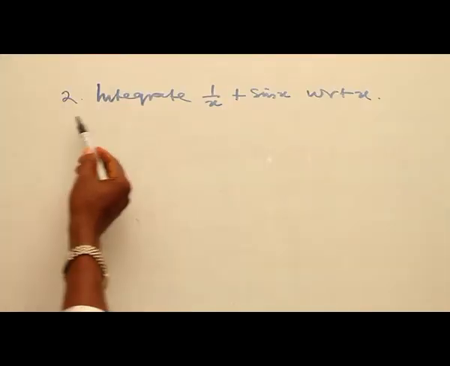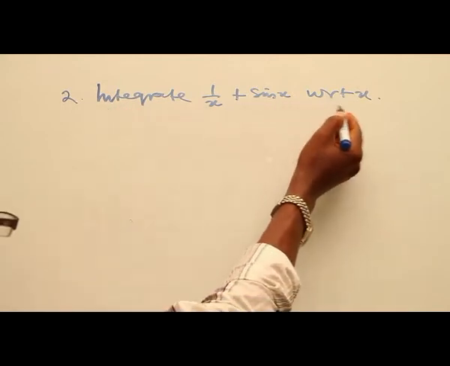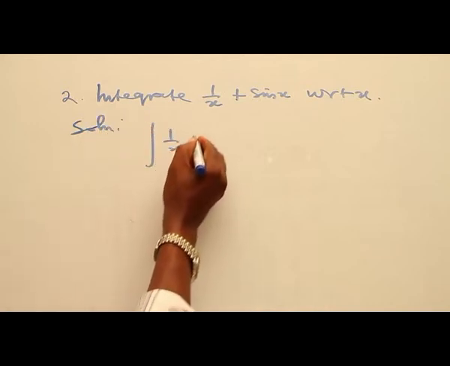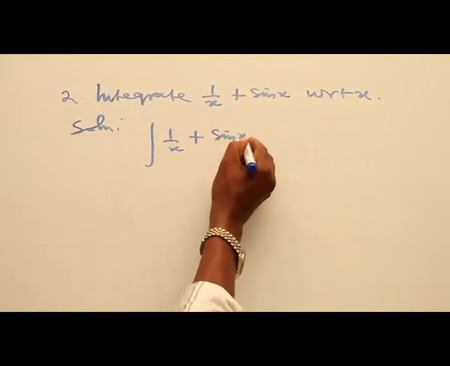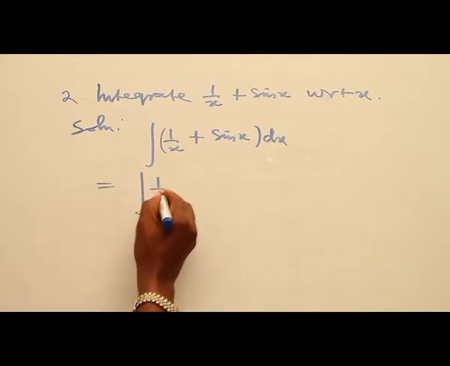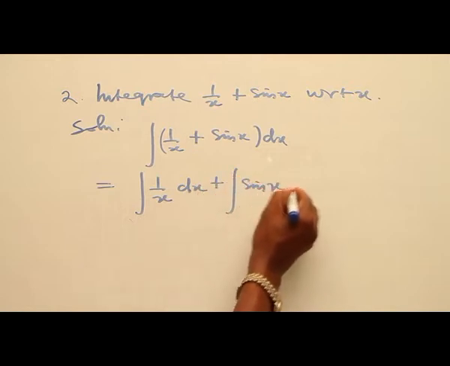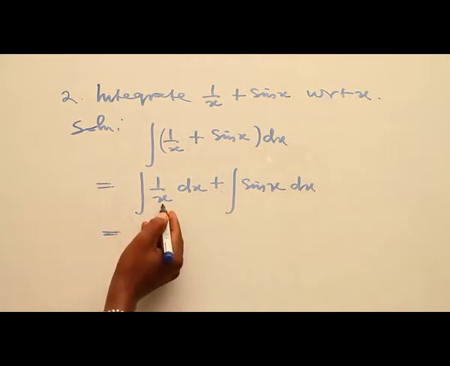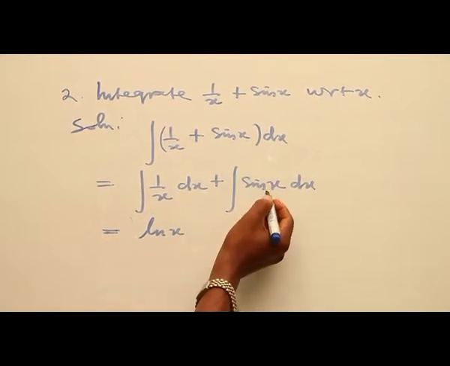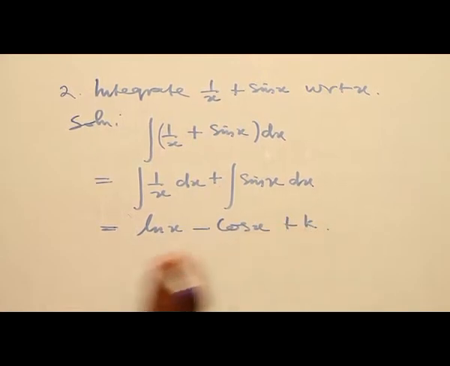Here's another example, example 2, under this topic. Integrate 1 all over s plus tan s with respect to s. Your solution: we want to integrate 1 over s plus tan s with respect to s, and that will become the integration of 1 over s with respect to s plus the integration of tan s with respect to s. And of course, if you differentiate s, you get 1. So this becomes log s. And then what will you differentiate to get sin s? Minus cos s. And then plus the constant of integration.